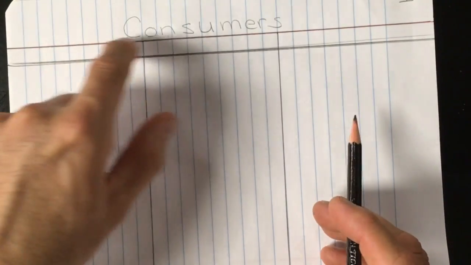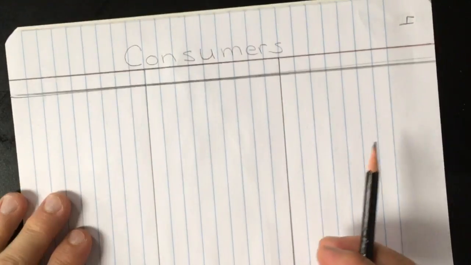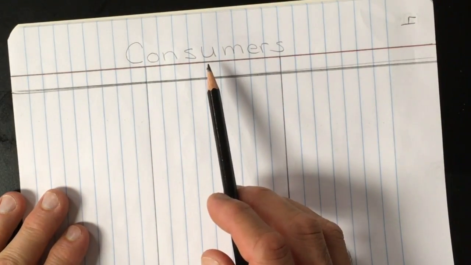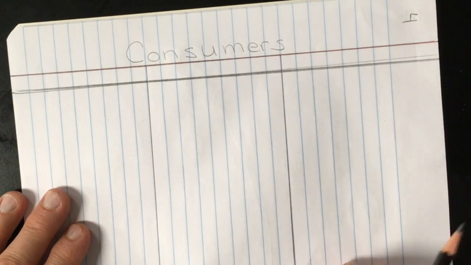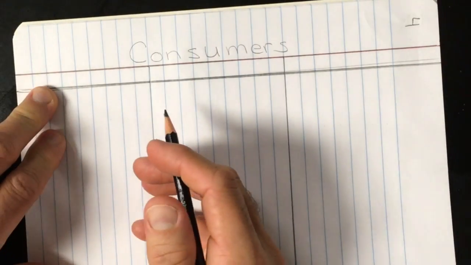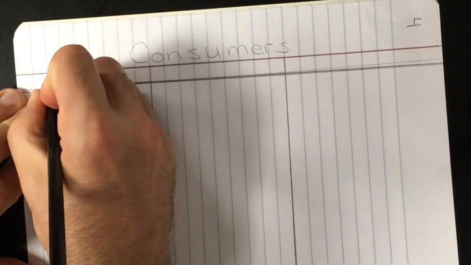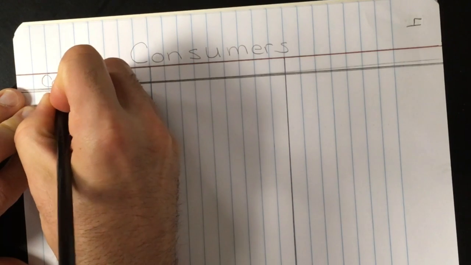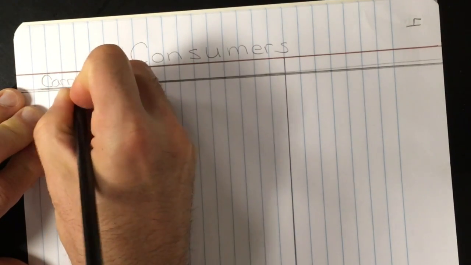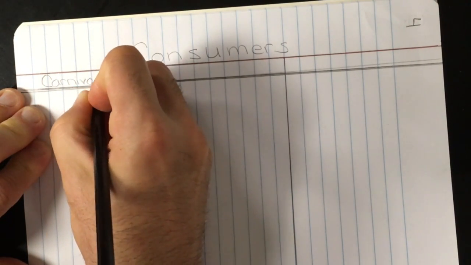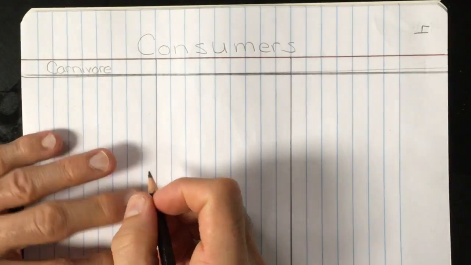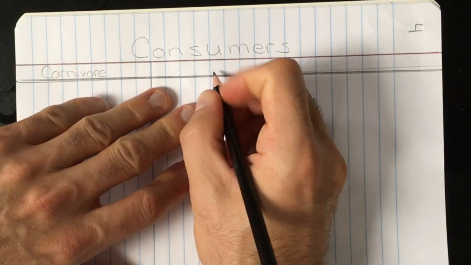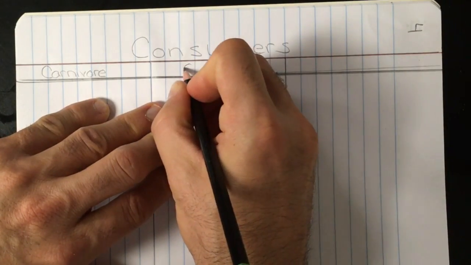I'm going to label each one of these columns with a different type of consumer. Now, remember, a consumer gets its food by consuming or eating something else. So the first one I'm going to do is carnivore. All right, carnivore. And the second one I'm going to do is omnivore.